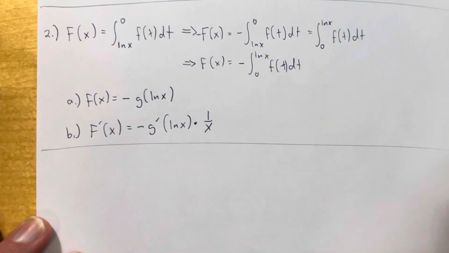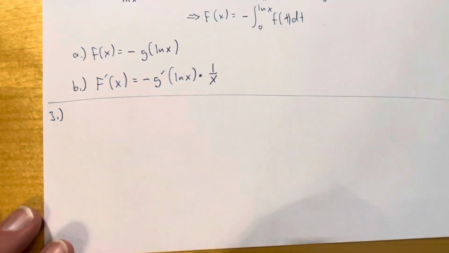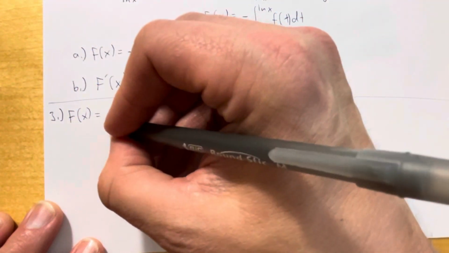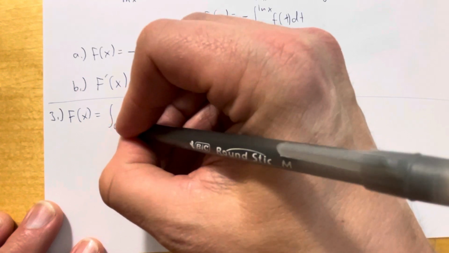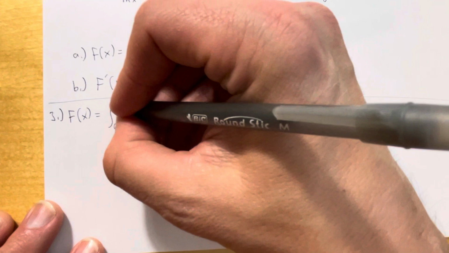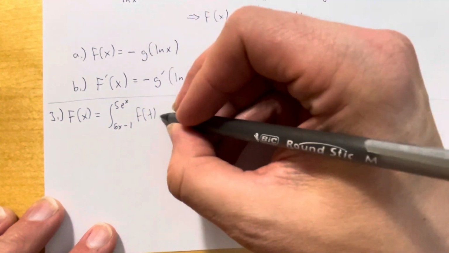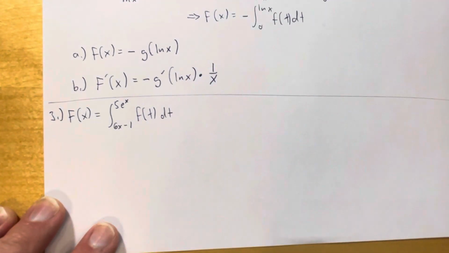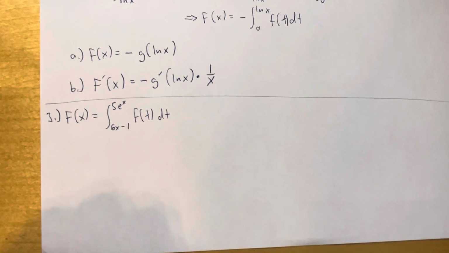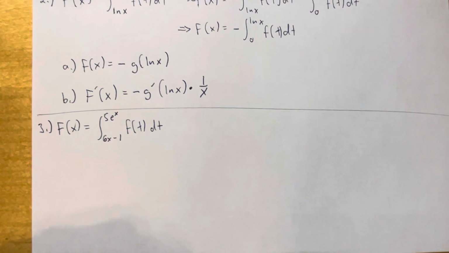So we have a couple of examples. I want to look at one more example. It's the most complicated type we're going to see. So this one, I'm going to set f of x equal to the integral from 6x minus 1 to 5e to the x. And then I have the same integrand, f of t dt. So for this one, I'm comparing this to g of x, and I can use the previous two examples as kind of inspiration for what to do.